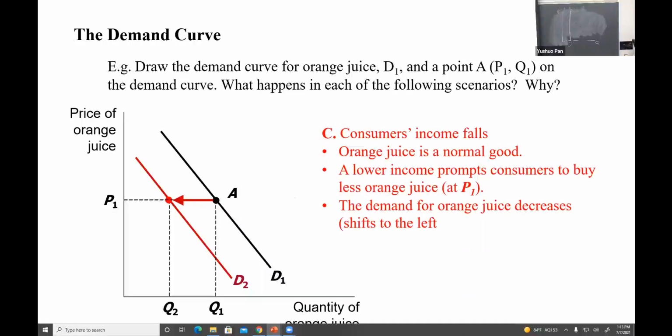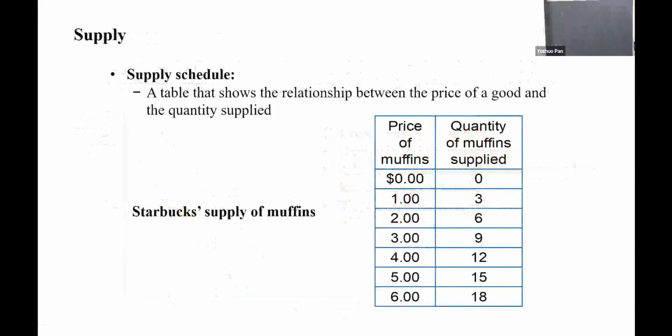Alright, that's what you need to learn for the demand part. The same logic applies to supply, right? The supply schedule is a table. It shows the relationship just between the price of that good, not the others, not the related goods, just the price of that good and the quantity supplied. That's called the supply schedule. And you can see from this table that the relationship between the price and the quantity supplied is positive. When the price goes up, the quantity supplied goes up.